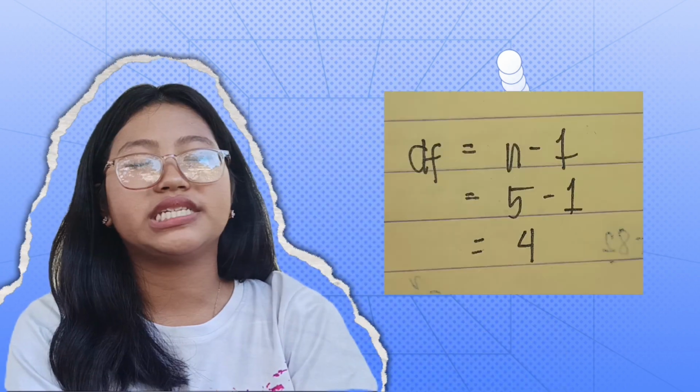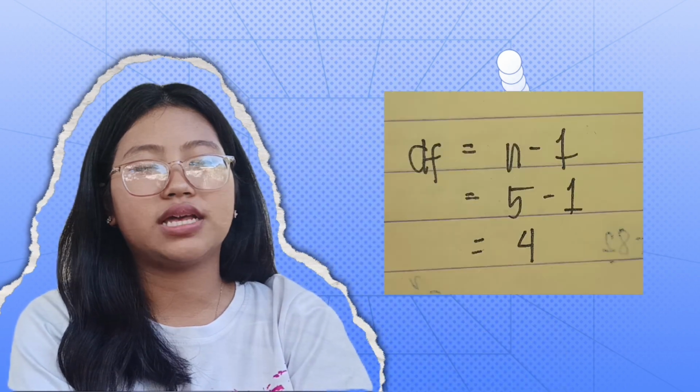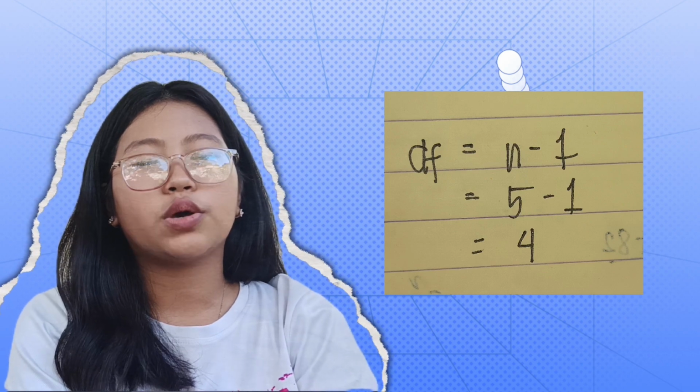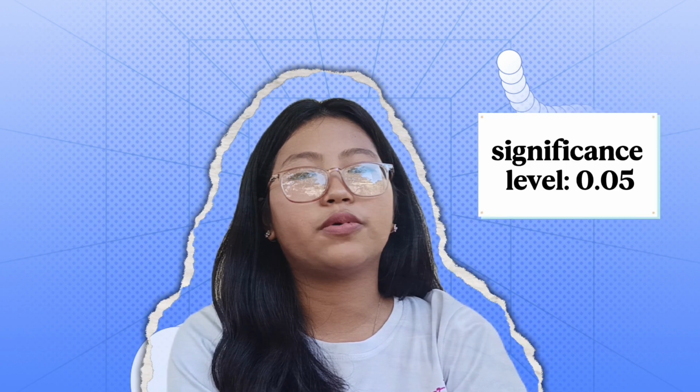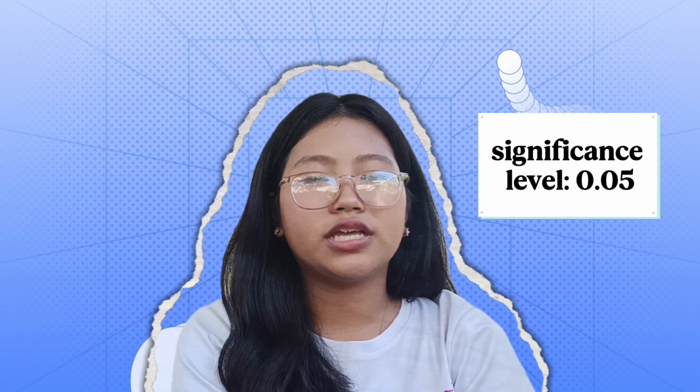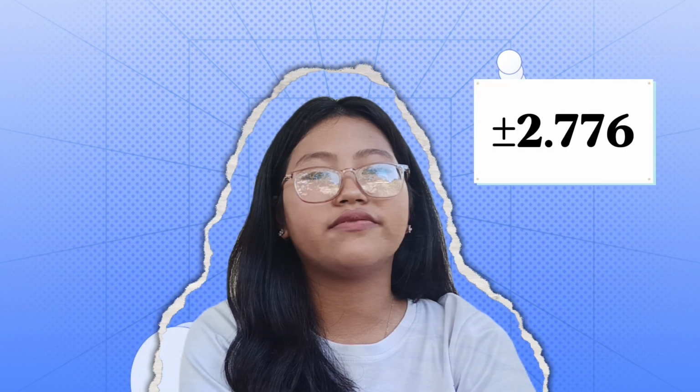So our formula for degrees of freedom is df equals sample size subtracted by 1. So we get 4. So we will look at the t-table to determine the critical value. We will look under two-tailed. First, since you already know the significance level, which is 0.05, look for it on the chart and our answer is positive negative 2.776.